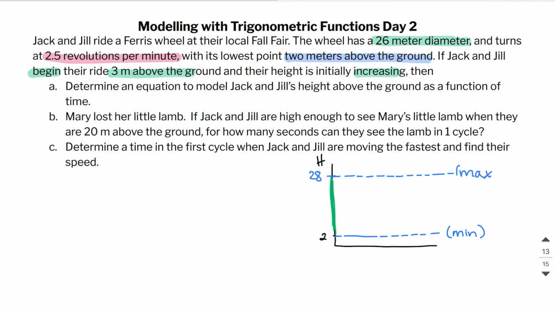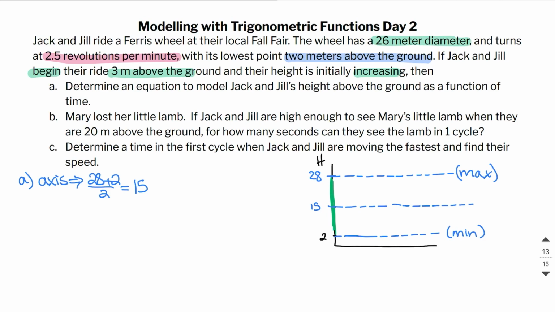So I want to find the axis first. So to find the axis, I'm just going to average the minimum and the maximum. So we know that at 15, we will be at our axis, okay? All right, cool.